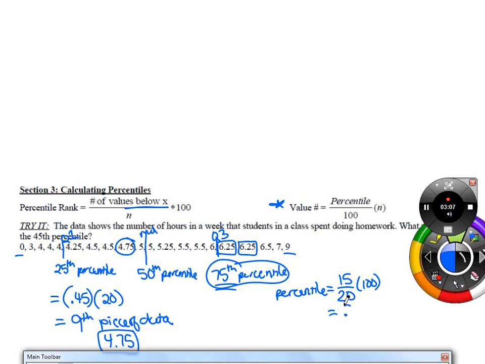So this becomes 0.75 times 100, or the 75th percentile. Okay, so it makes sense that 6.25 would represent the 75th percentile, even with our box and whisker plot markings, because 75% of the data would be below that marker.